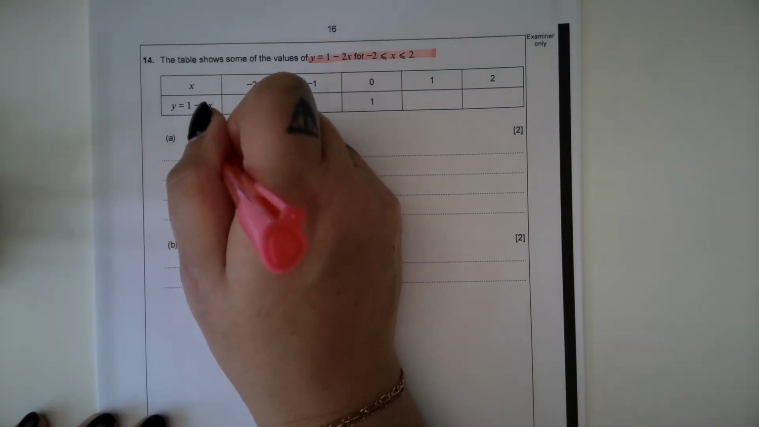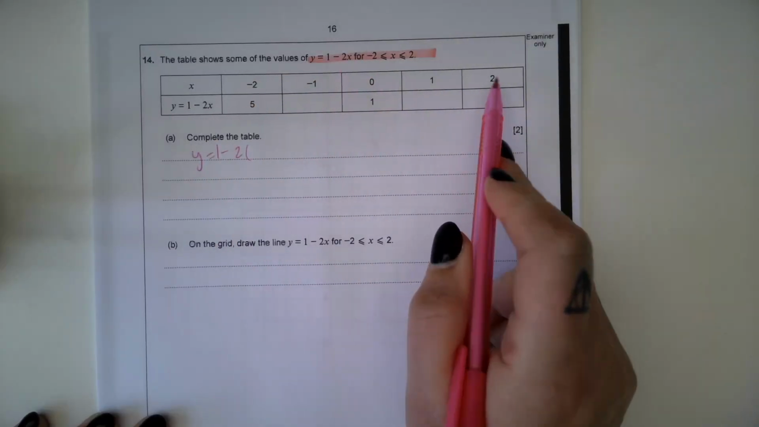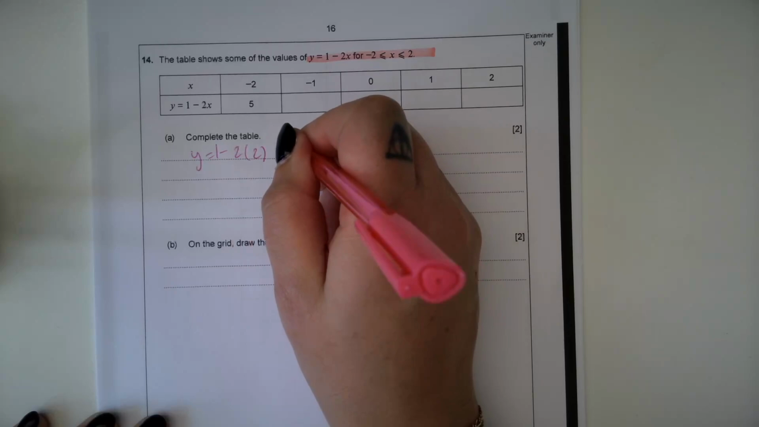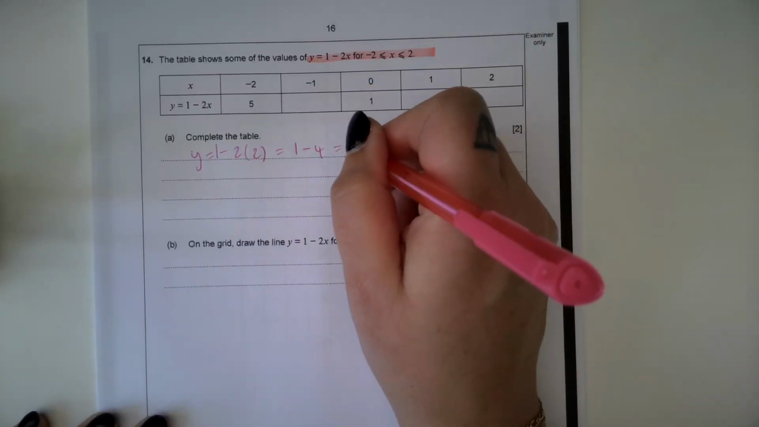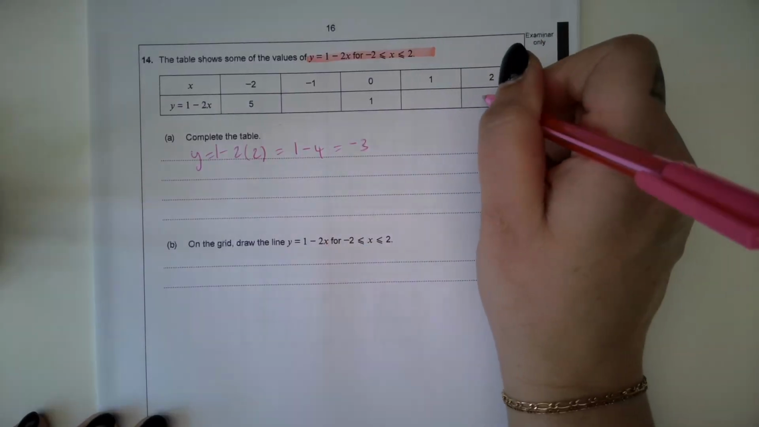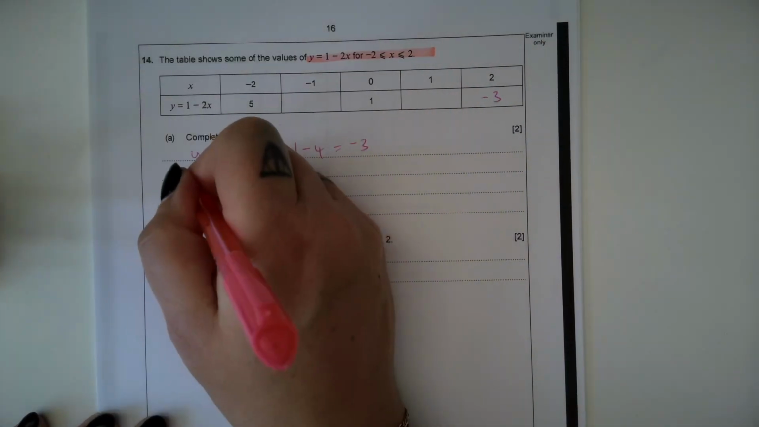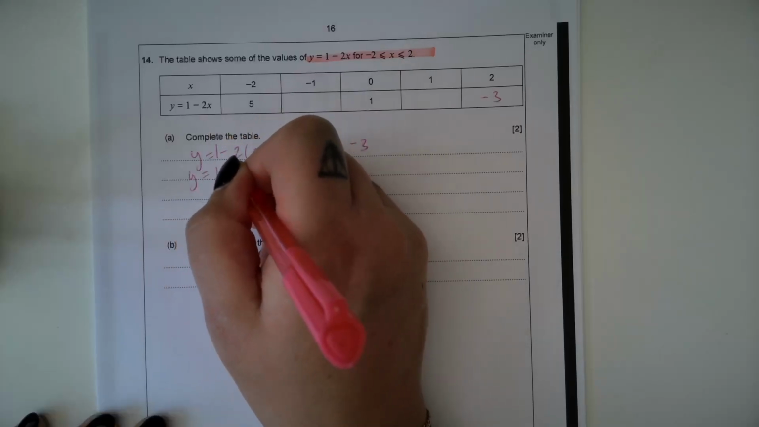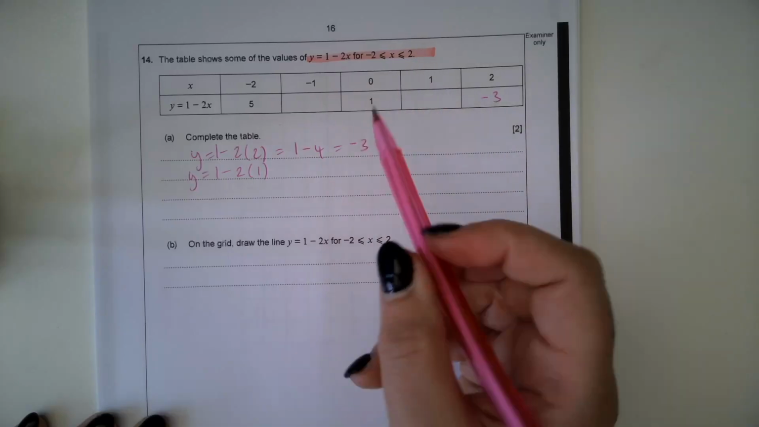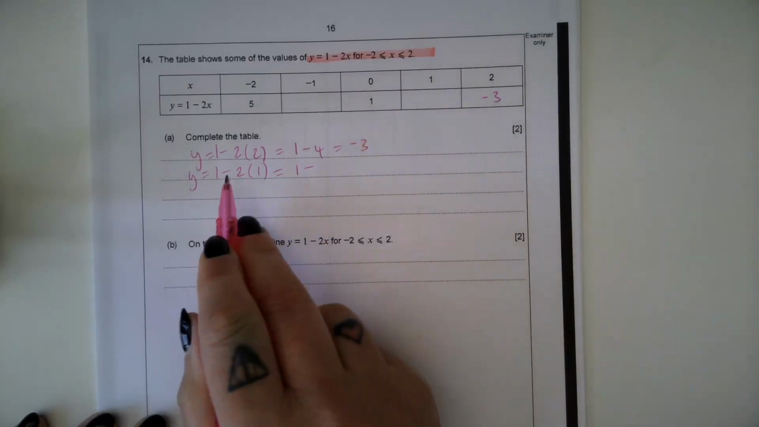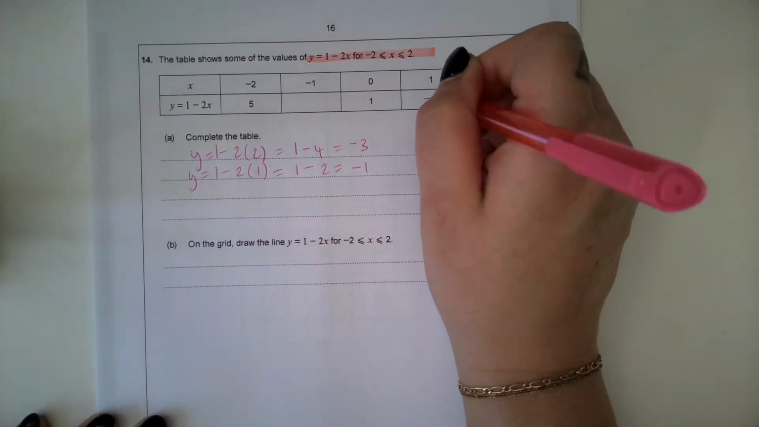So y equals 1 minus 2 times x. This time x is 2. So y is 1 minus 2 times 2, which is 4. 1 minus 4 is -3. So I'm going to put -3 there. I'm going to do the same with the x value of 1. So y equals 1 subtract 2 multiplied by 1, because I'm replacing the x with 1. 1 subtract 2 multiplied by 1 is 2. 1 subtract 2 is -1.